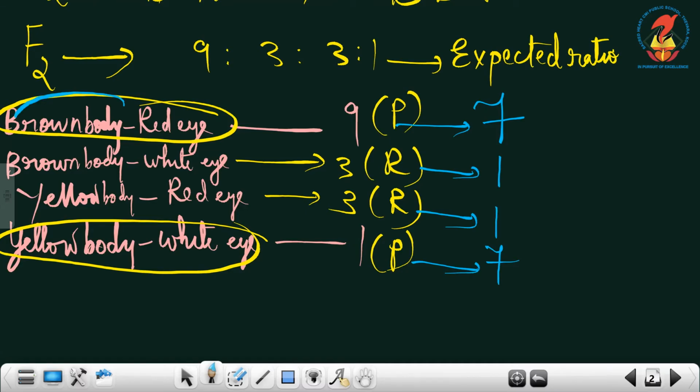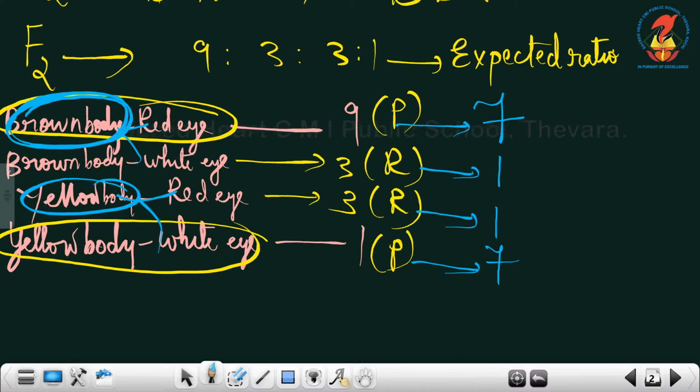I'll show it on this. Brown is free and can go with red and white. And yellow is free and can go with red and white. Okay, I've scribbled over this to explain the law of independent assortment.